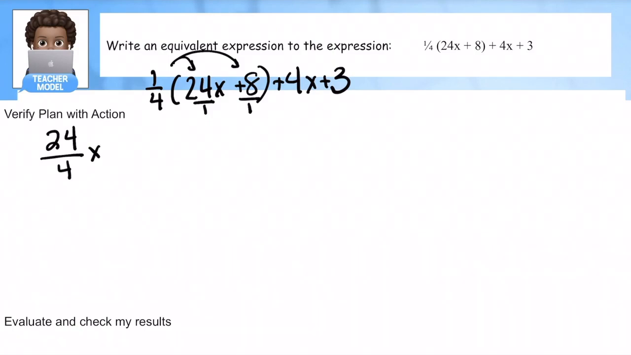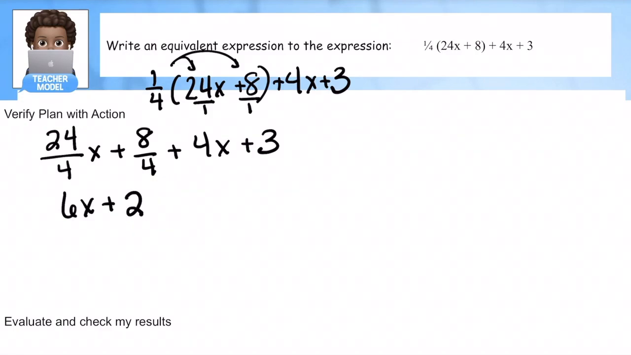So my first term is 24 over 4x plus 1 times 8 is 8. In case you want to see, I'm just doing 1 times 8, and 4 times 1 is 4. Plus 4x plus 3. I'm going to simplify those fractions just to make it a little easier for myself. So 24 divided by 4 is 6. So 6x plus 2, 8 divided by 4 is 2, plus 4x plus 3. So here we go. We have our first expression.